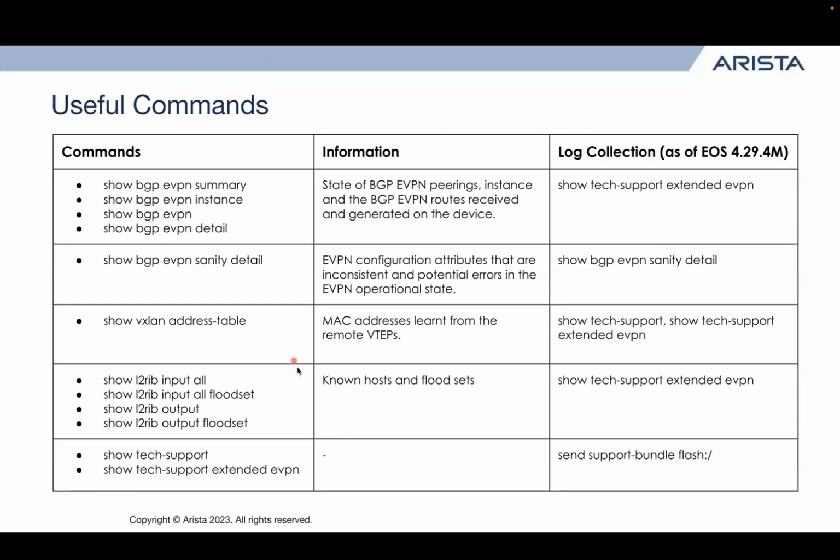We also had a look on the show L2RIB input command for both MAC address and flood sets to see if the routes were getting imported into the L2RIB. Most of these commands are part of the show tech support and show tech support extended EVPN, both of which can be collected using the send support bundle flash command as of EOS 4.29.4m.